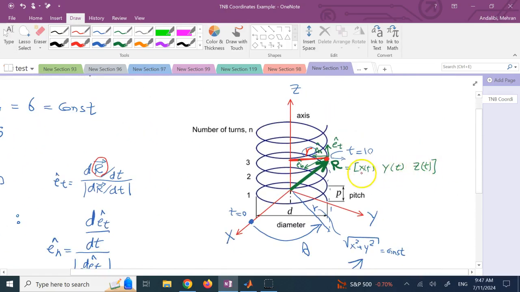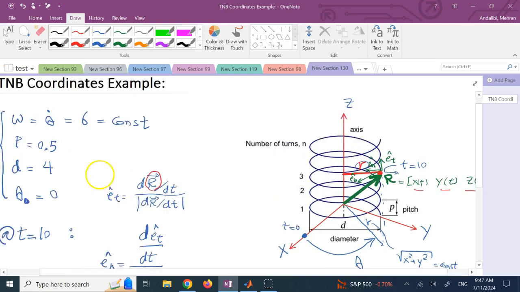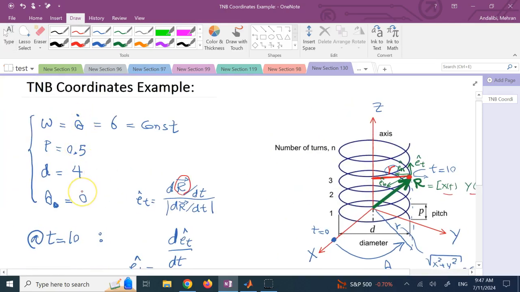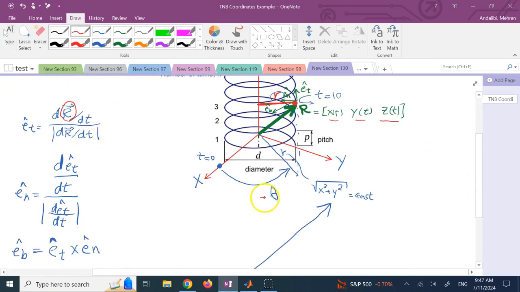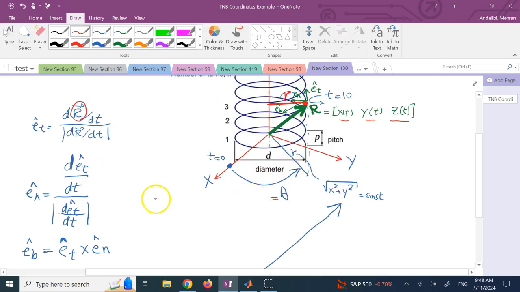So the question is, what is x, what is y, what is z in terms of the parameters of the helix and the time? For that, the first thing we need to know is, what is this angle of the projection of the particle onto the xy plane? What is this angle versus time? Well, since omega is constant, clearly we can say that theta equals initial theta plus omega times delta t.